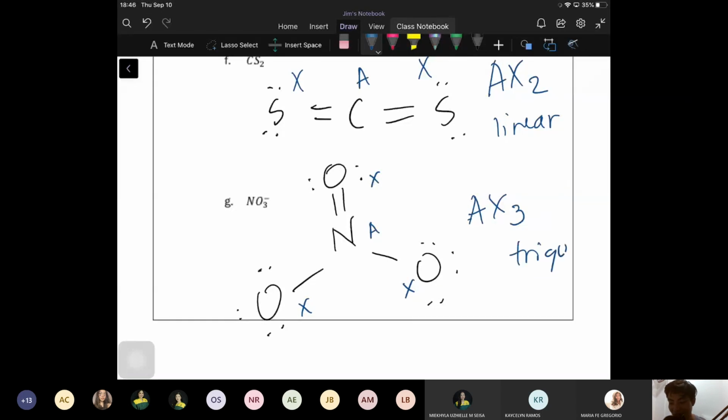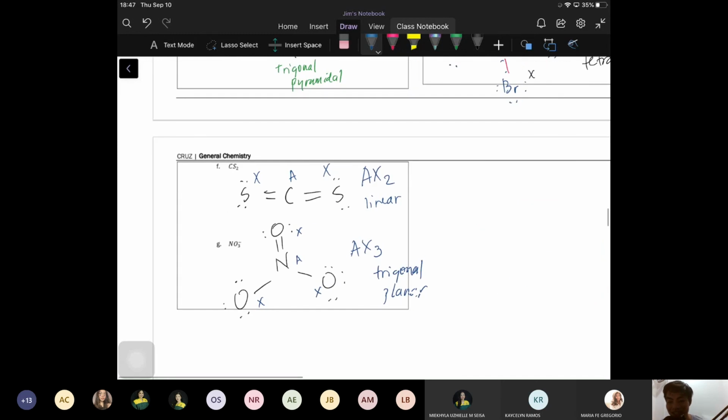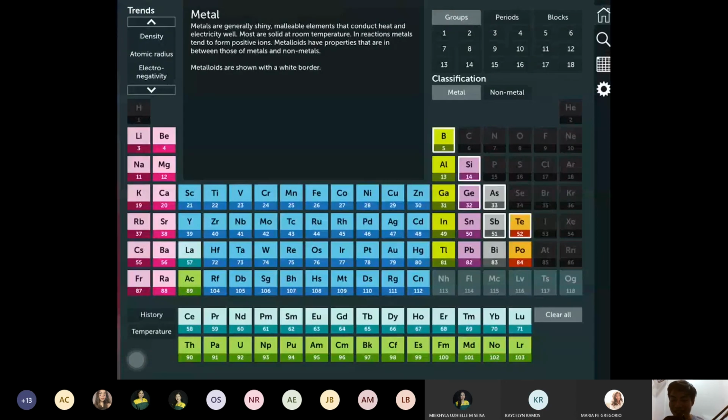Trigonal planar. Ay, salamat sa Diyos. Tapos na tayo. Okay. So, in summary, balik ulit tayo dito. Ay, hindi dyan. Okay na tayo dyan.